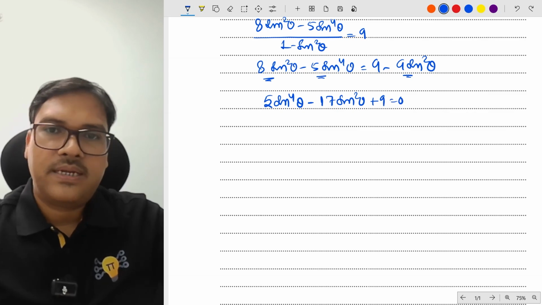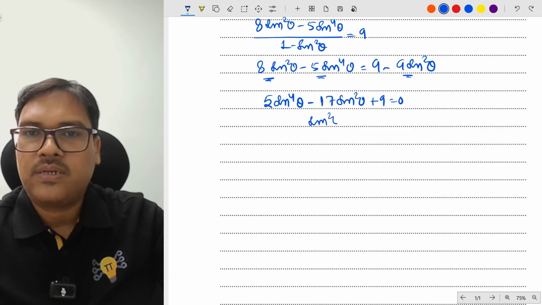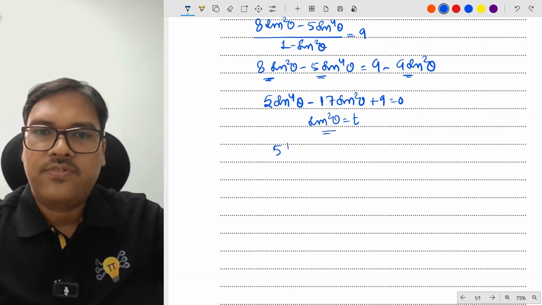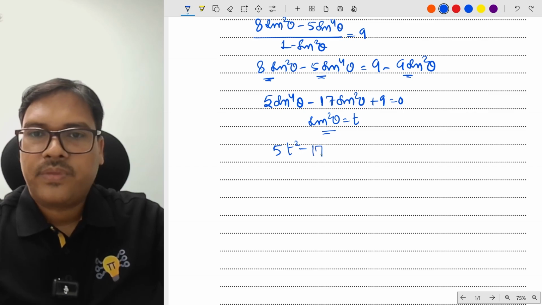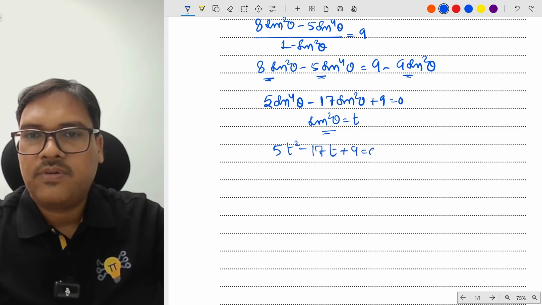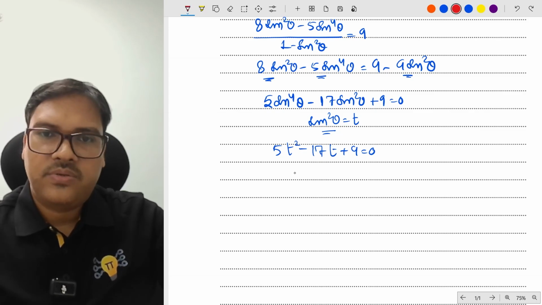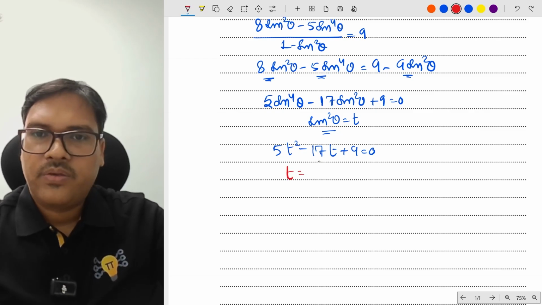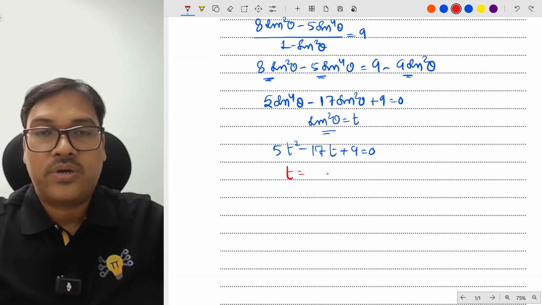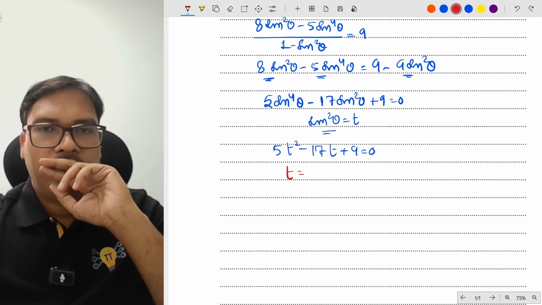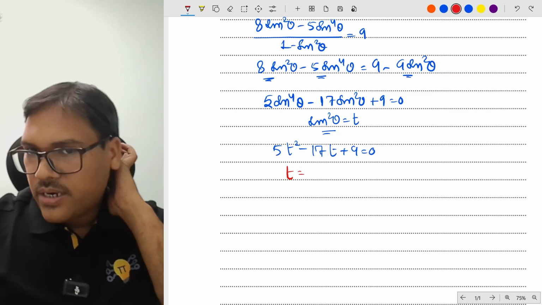Now to solve this, you can clearly see if I take sine squared theta as a variable t, this will become 5t squared minus 17t plus 9 equal to 0, just solving the quadratic equation. If you were to solve this, you will not be able to factorize it, so you will use the quadratic formula. You can plug in the values in the calculator also. You have a direct solution of the quadratic equation.